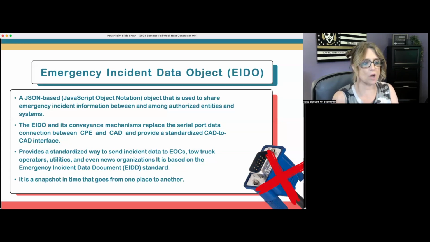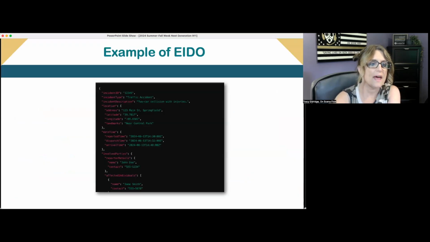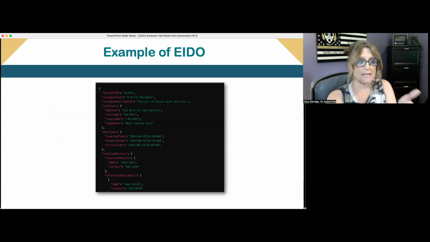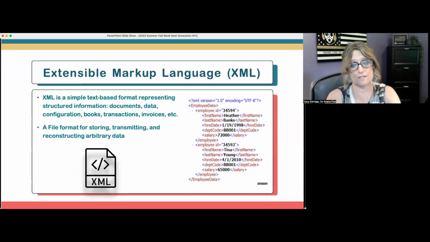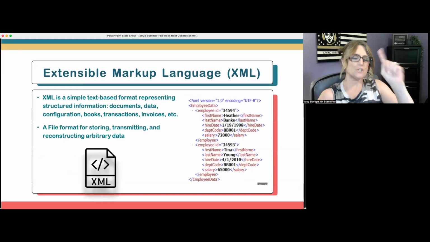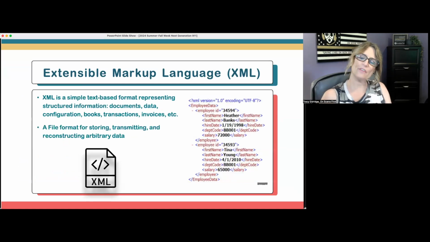And it's basically a snapshot in time that goes from one place to another. And this is what EIDO could look like. And again, it's a JSON script, right? And it's basically taking this information, moving it over somewhere else, and making it possible for them to be able to read it on the other side. I do feel like this is the one that I had the question on. I don't remember fully what the question was, but I just remember XML.